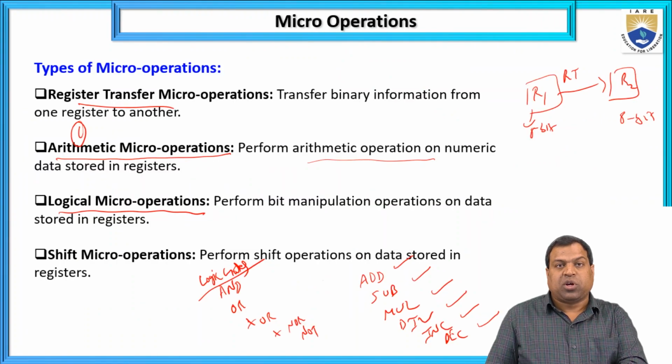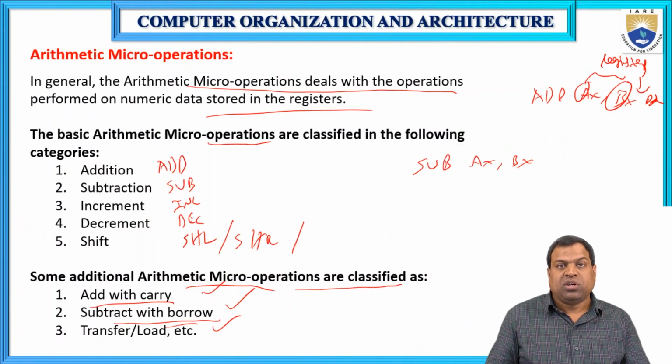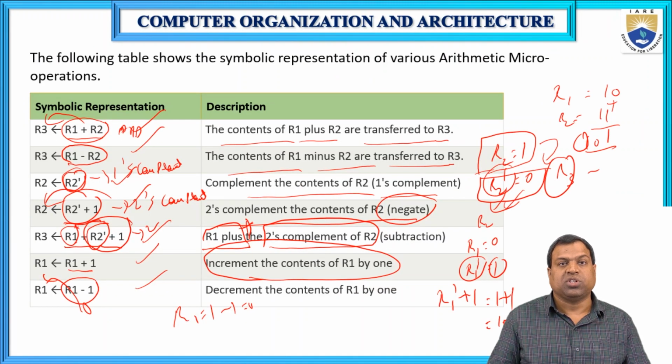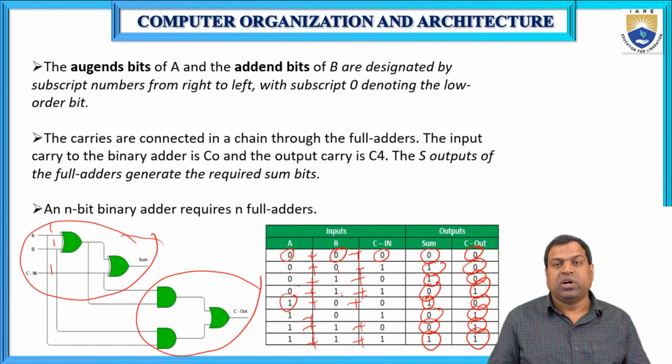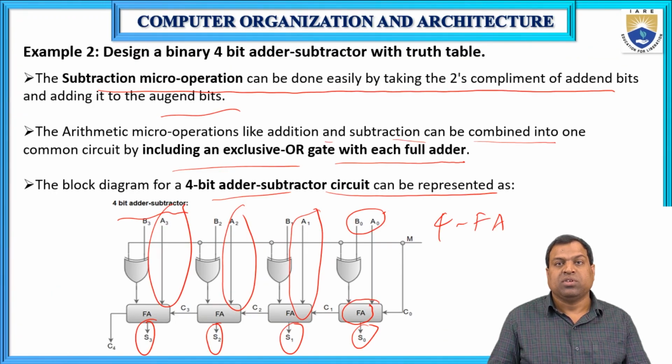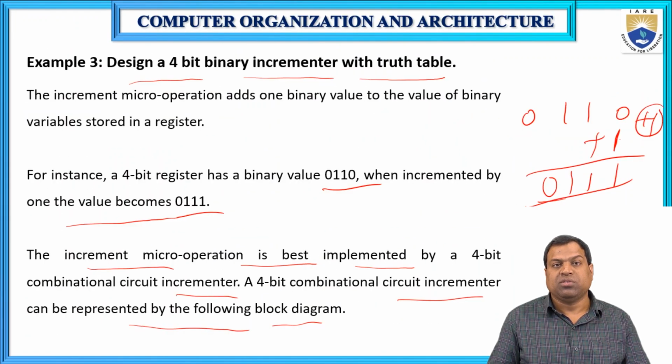Types of micro operations: register transfer micro operation, arithmetic micro operation, logical micro operation, shift micro operation. In arithmetic micro operations, the possible operations are addition, subtraction, increment, decrement and shift. It is a symbolic representation with a description of micro operations. Here is a full adder block diagram and truth table, and an adder-subtractor circuit diagram with truth table.